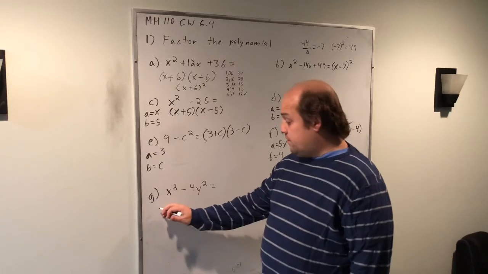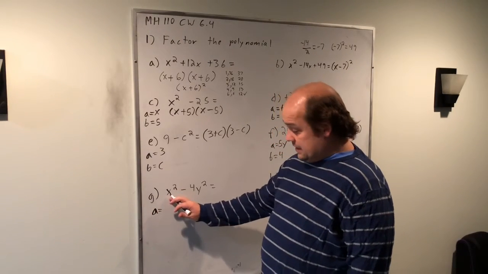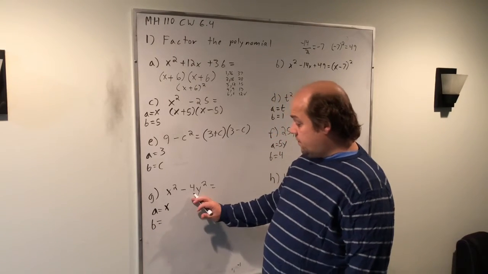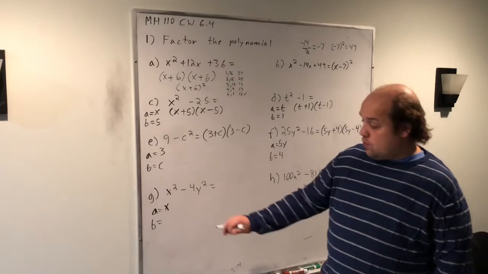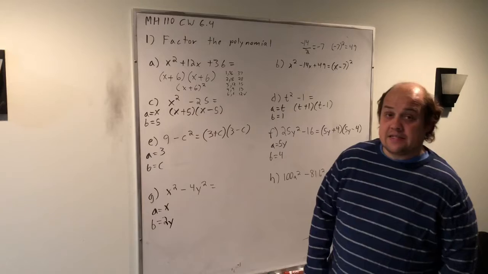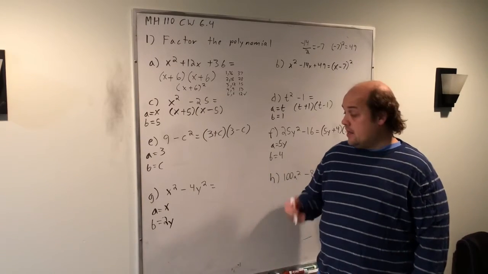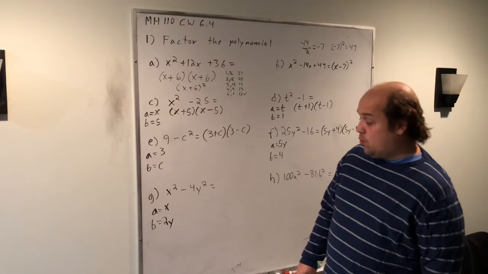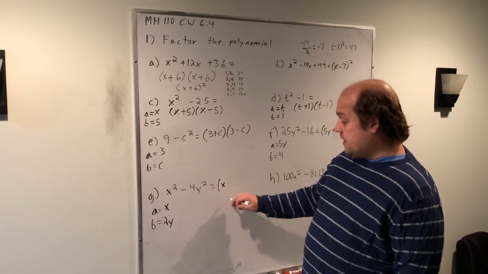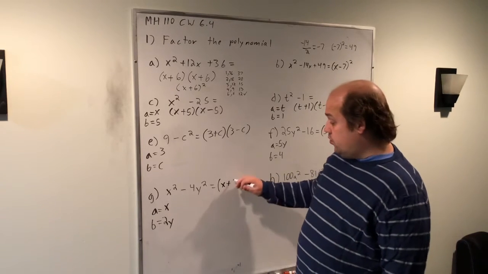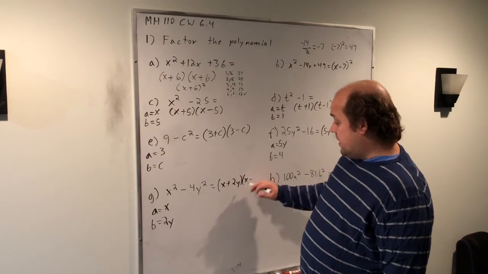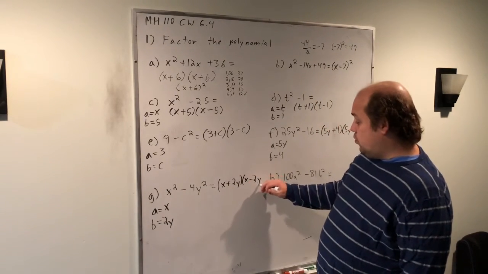When we get down to g, we have 2 different variables to worry about. To get to this, x squared, we had to multiply x by itself. To get to this 4y squared, to get to the 4, we need to multiply 2 by itself, and to get the y squared, we need to multiply y by itself. So the whole term 2y is what's being multiplied by itself to get me to 4y squared. That means I can factor this as first term root x plus second term root 2y, first term root x minus second term root 2y.